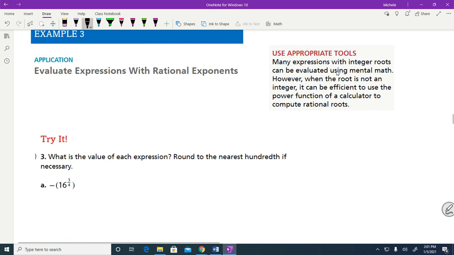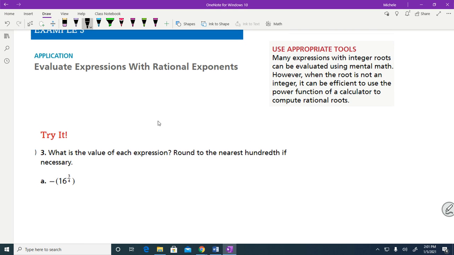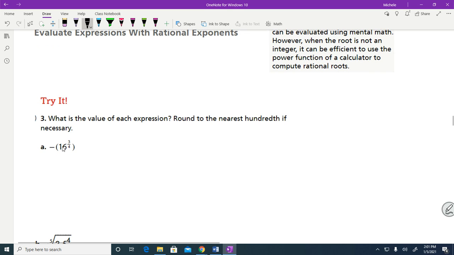All right, now, many expressions with integer roots can be evaluated using mental math, or using your power chart and then a little bit of mental math as well. However, sometimes the root's not an integer, and it could be efficient to use the power function of a calculator to compute those rational roots. So let's see what happens with the numbers in example 3. So what's the value of each expression? For part A, I have negative 16 to the 3/4. Notice that negative is on the outside of the parentheses.